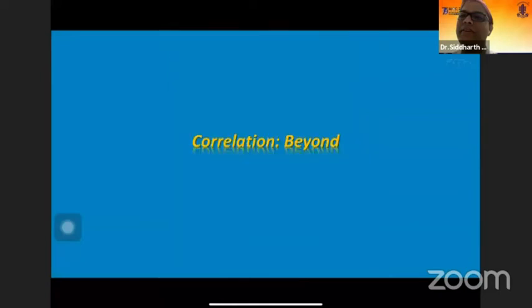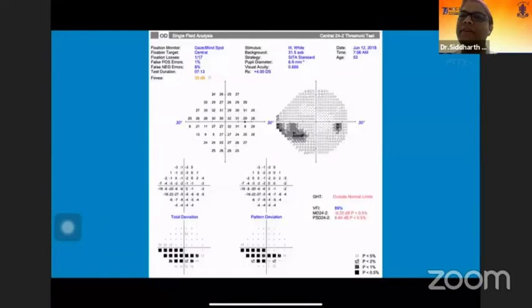Now, the correlation does not extend to only the disc and the nerve fiber layer defect. It goes beyond and must go beyond. Now, what we see here on the right side 24-2C standard printout is an inferior hemifield defect that is occupying the arcuate area and the nasal area involving the central points and the paracentral points. Looks quite typical of glaucoma.